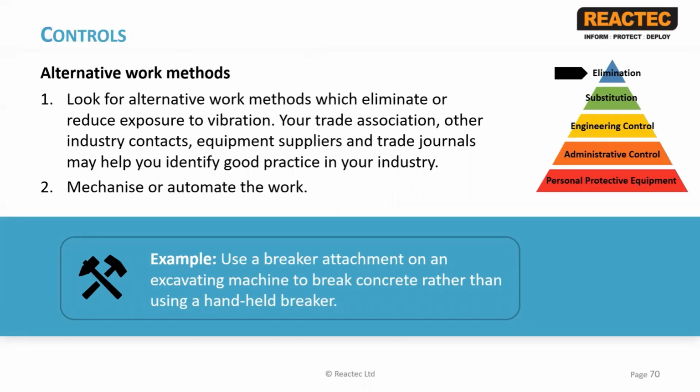So let's look at elimination with respect to hand-arm vibration. So looking for alternative ways in which the same job can be done. A rather obvious example when it comes to hand-arm vibration is to mechanize or to automate the work so that humans are not actually doing it. So that might be using an attachment on a breaker machine to break concrete rather than using a handheld breaker.